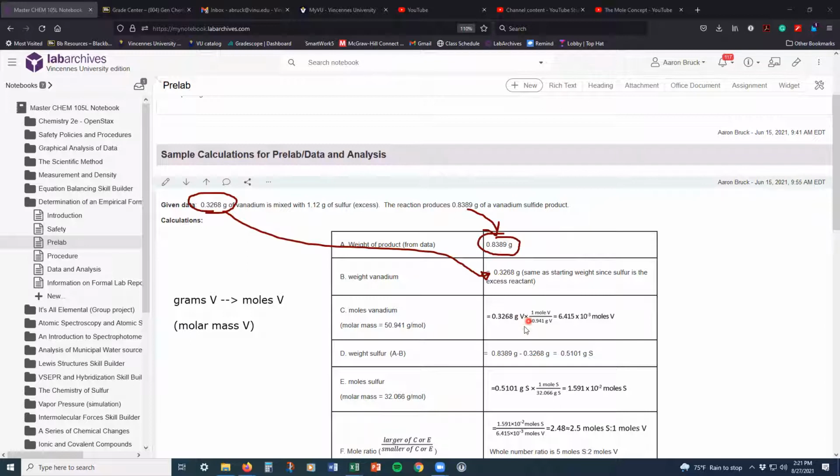Here in grams, grams is in the numerator. We move it to the denominator here in our conversion factor. The grams end up canceling out, and we have left moles of vanadium as a result.